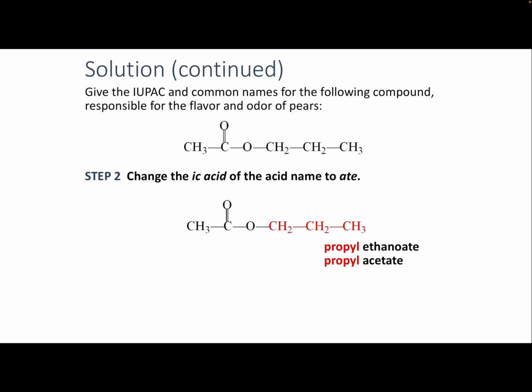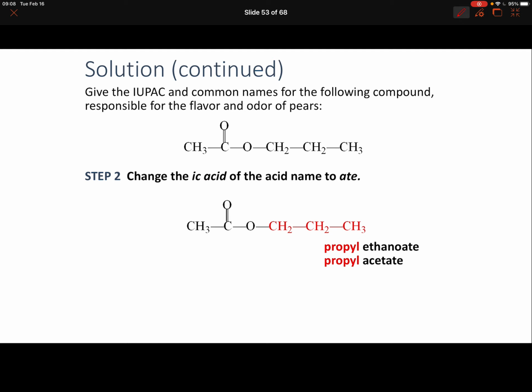So here, hopefully you came up with the propyl part is the remainder of the alcohol, propyl. This is 2 carbons long, so this is either ethanoic acid or acetic acid, so ethanoate or acetate. No substituents here, so we don't have to worry about naming anything with numbering.